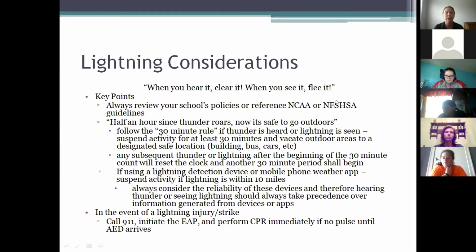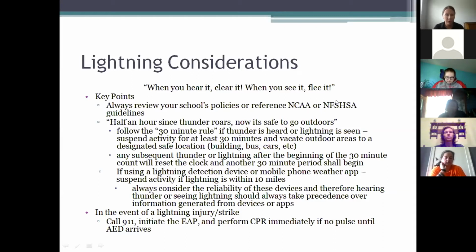So if thunder is heard or lightning is seen, you are to suspend activity for at least 30 minutes and vacate all outdoor areas to a designated safe location. Safe locations could be a building, a bus. Maybe there's no building close by and all the members have to go into cars. But safe locations include buildings, buses, and cars.